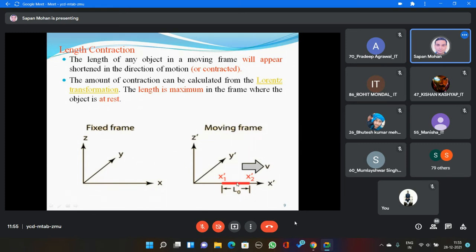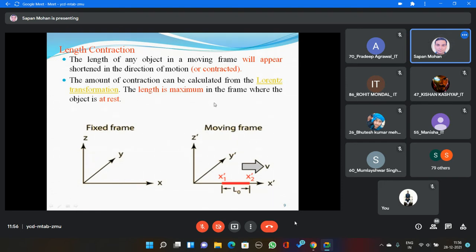In classical mechanics, whether you are measuring this length here in my classroom or in your room, the length should be the same. But here in special relativity, the length of the object is changing. But there are certain conditions.